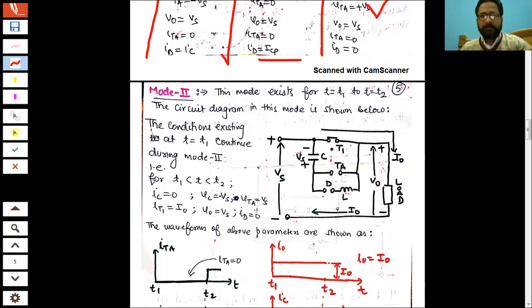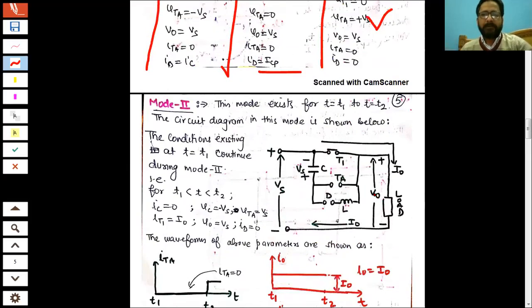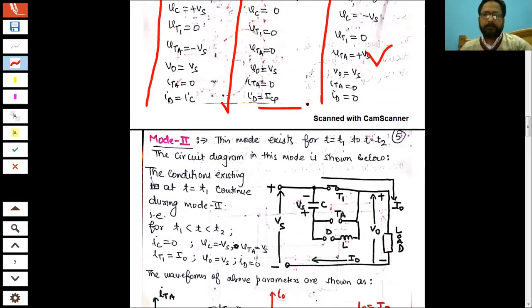So at mode 2, at t is equal to T1, 0 से T1 तो क्या था? Mode 1. So T1 से T2 let us say is mode 2, right? So mode 2 का initial time क्या हुआ? T1. Final time क्या हुआ? T2, right? At T1 जहां हमने mode 1 को छोड़ा था, वहां पे mode 2 शुरू हुआ.